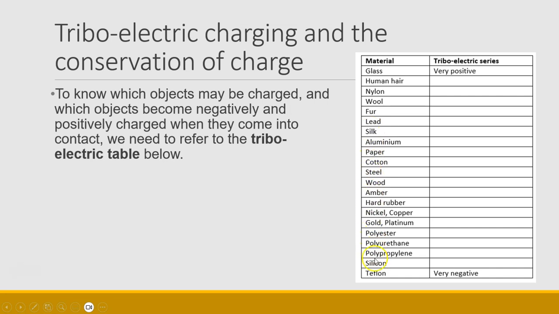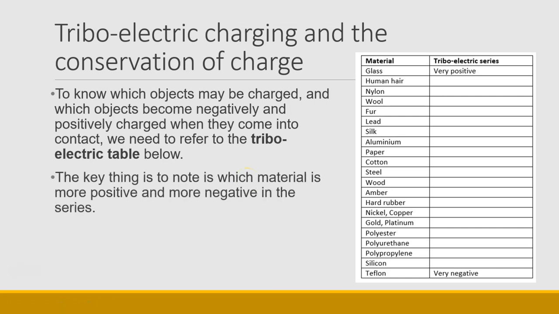Now, the materials that are listed over here are materials that can gain or give up electrons. If we look at the top of the tribo-electric series, we can see that materials at the top of the table tend to become positive, meaning that they give up electrons. And materials further down the tribo-electric series tend to become negative, meaning that they gain electrons. So let's take a look. The key thing to note is which material is more positive, higher up in the table, and which material is more negative, lower down in the table.